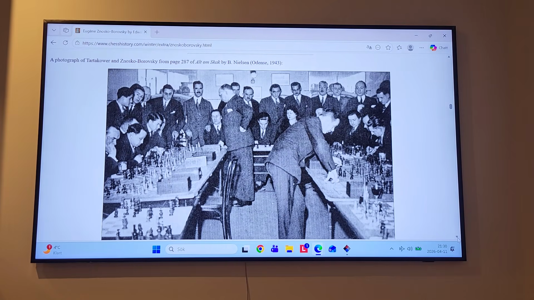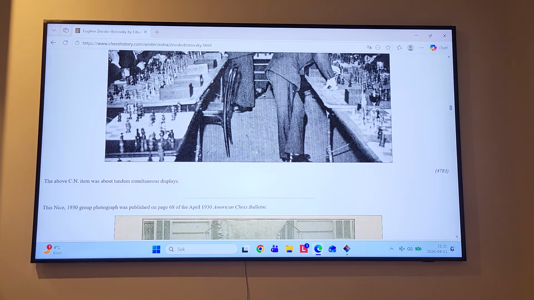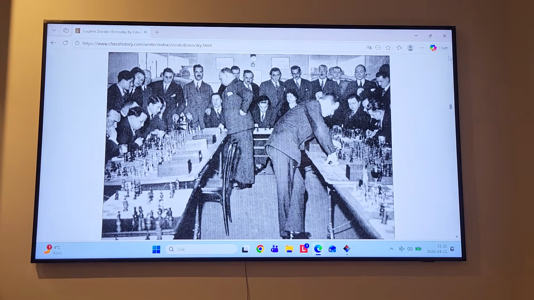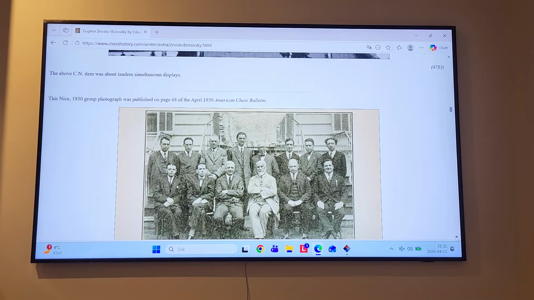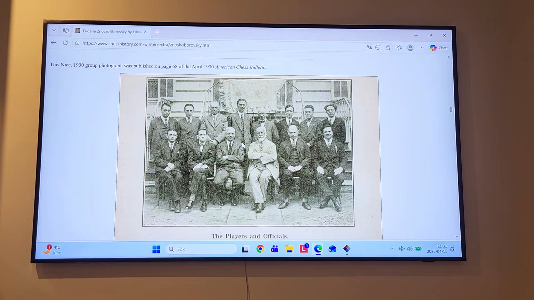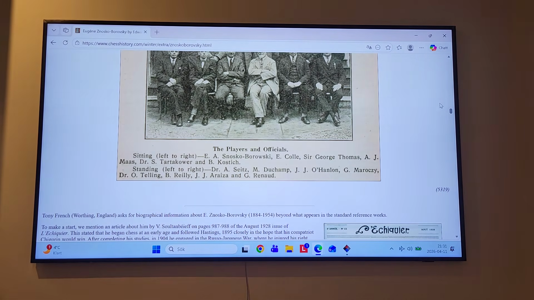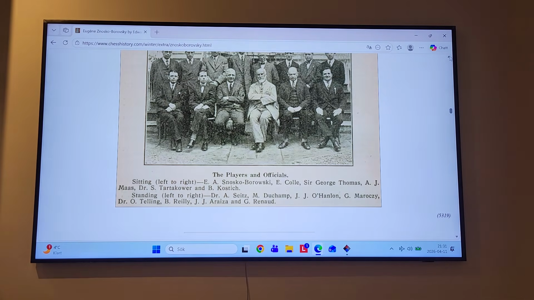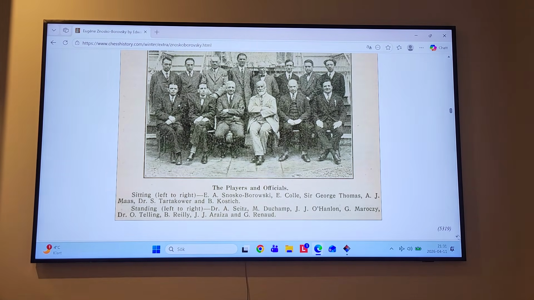And here we have, sorry, here we have a tandem simultaneous display. We can see Tartakover here and Znosko-Borovsky on the right hand side. There are some really good pictures here. Here we can see, yeah, and here he's sitting on the right, Znosko-Borovsky.